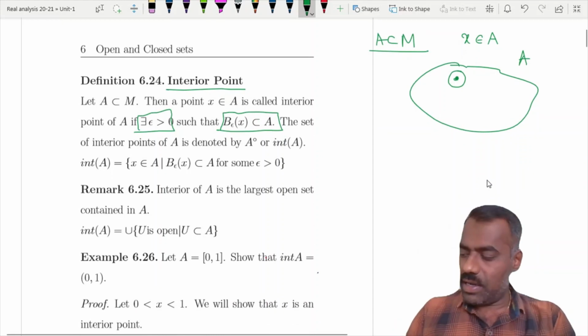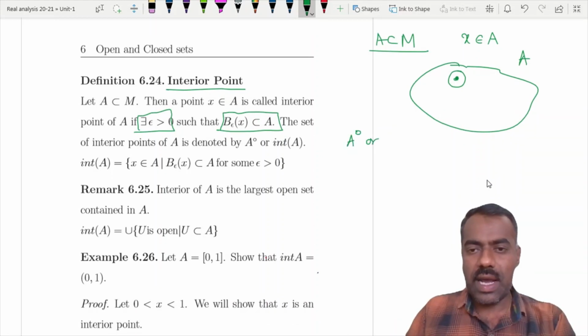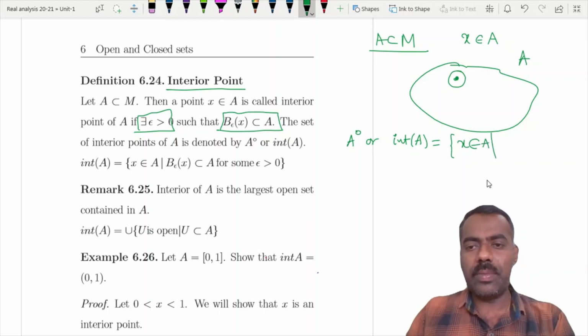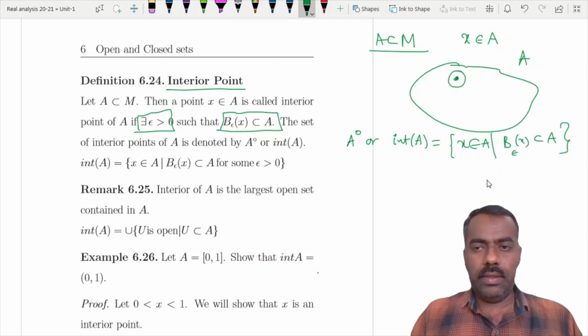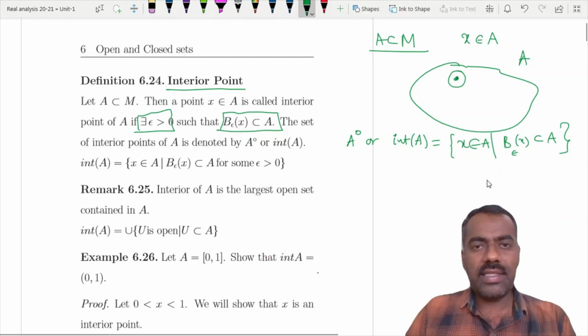And if we collect all interior points of A, we can denote that by A naught or interior of A. So what is this? Some point will be here. If it is an interior point, that means a ball around X of some radius should be completely contained in A. Then you can observe that this interior of A is the largest open set.